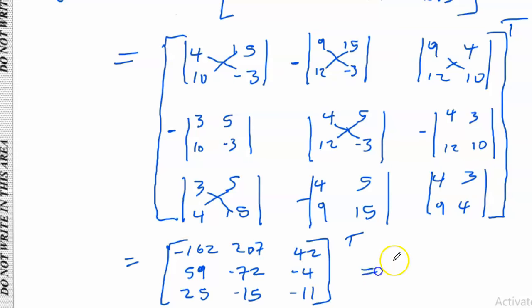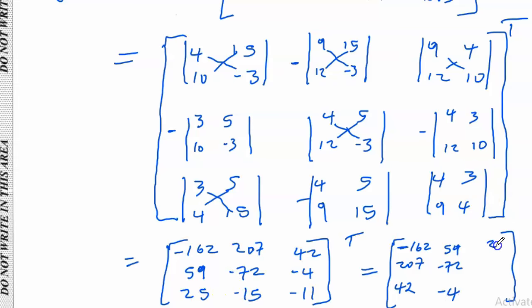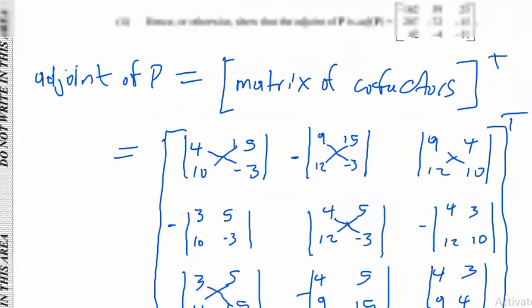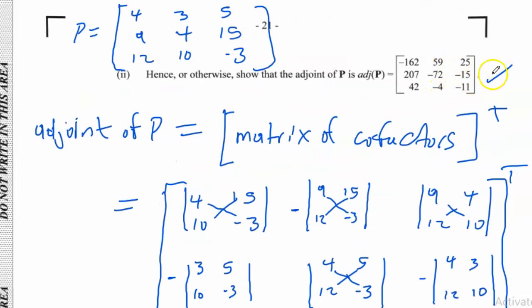So we're going to take the transpose now, where with the transpose, the rows become columns, right? So this would be minus 162, 207, 42. Next one, rows become column, is 59, minus 72, minus 4, and the final one is 25, minus 15, minus 11. And this is exactly what we're told that we're supposed to get for our adjoint of P. Let's continue.